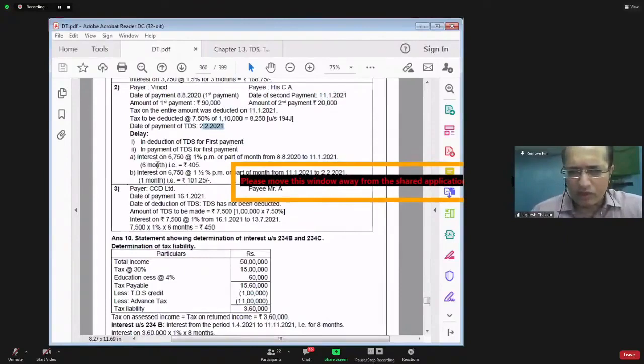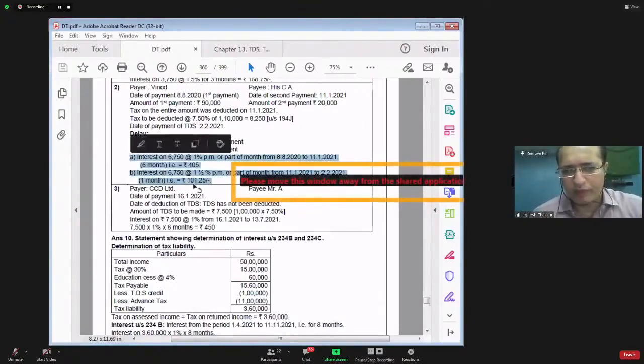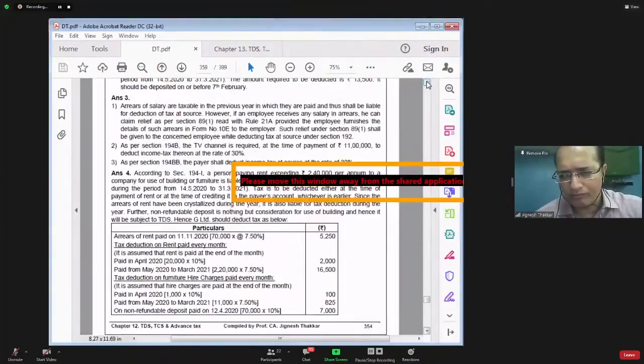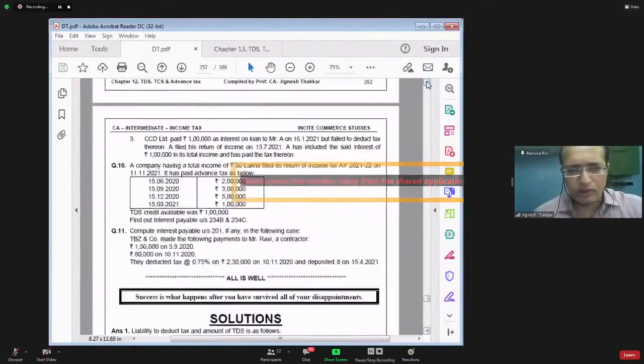1.5% on what amount? On 6750. 1.5% of 6750 will be how much? 101.25. Have you understood the calculation very clearly? Yes or no? Yes. Let us move on to the last part now.